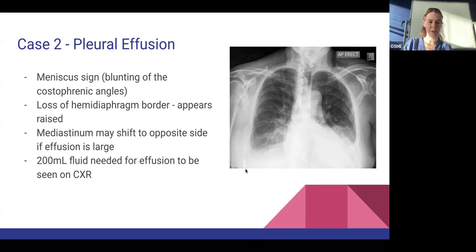The loss of that hemidiaphragm border, it kind of appears raised and a bit funny, and it's all just a bit white and horrible. I would say the exposure, the penetration of this probably isn't great anyway, but yeah, you can see that blunting. You may even get mediastinal shift to the opposite side if the effusion is large. And in order for it to even be seen on chest x-ray in the first place, you need at least 200 milliliters of fluid. So it might be that you have a small pleural effusion and it's not seen on chest x-ray.